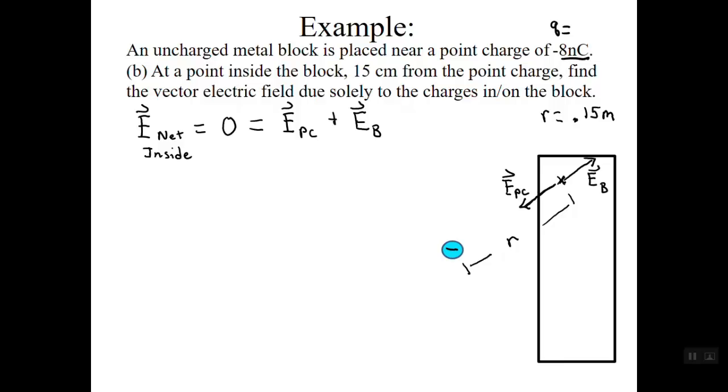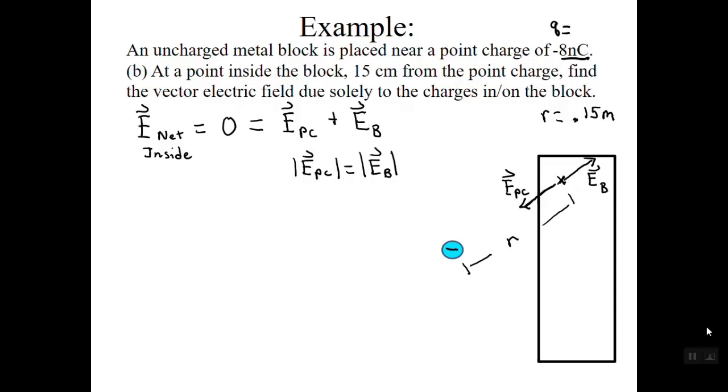From this, we now know the direction of the vector electric field due to the charges on the block, pointed directly away from the point charge, that is, in a direction opposite to the direction of the electric field due to the point charge. We also know, in order for the total field to be zero, that the magnitudes of these two electric fields must be equal. So we can find the magnitude of the electric field due to the charges on the block by calculating the magnitude of the electric field due to the point charge acting at the point marked by X inside the block.